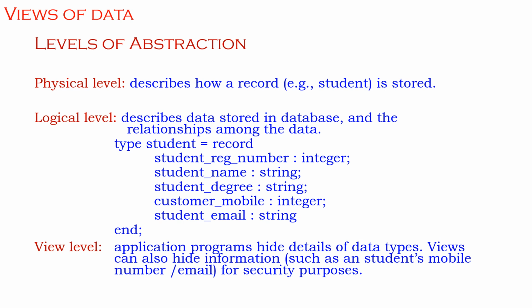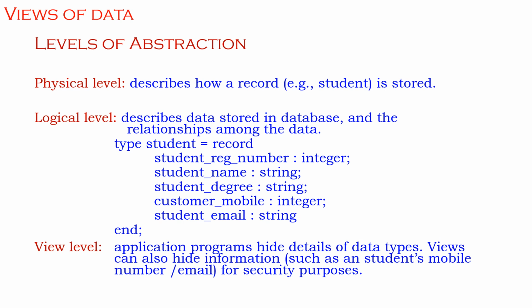This level describes the data stored in the database, how it is going to be stored in the database, and the various relationships among the data. Let us consider a student table with the following information: registration number, name, degree, mobile, and all the student-related information available in a particular student table. We are trying to describe how the data is going to be stored. For example, registration number is going to be an integer, student name is going to be a string, and the degree the student is obtaining is going to be a string.